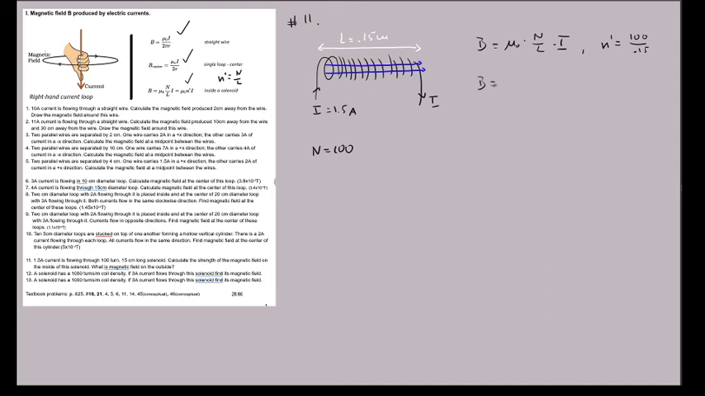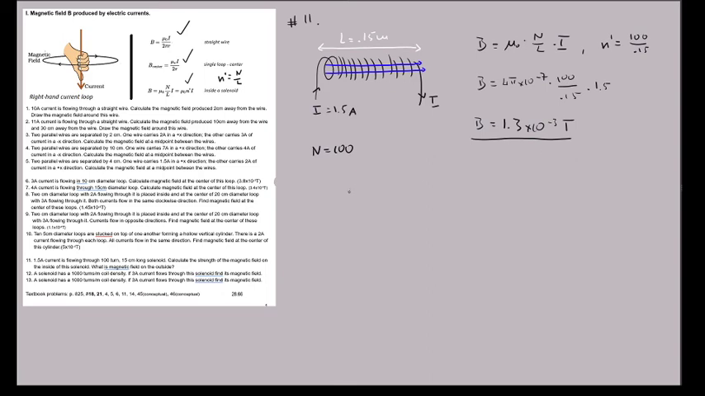Okay, so that was a hint for numbers 12 and 13. Now, let's plug in the numbers here. Mu naught, that's 4 pi times 10 to the minus 7th, times the number of loops, which in this case is 100, divided by the length, which is 0.15, and then times the current, which is 1.5. All right, and so we get something out of it. Whatever we get is whatever we get. Well, let's calculate this. So we get 1.3 times 10 to the minus 3rd Teslas. That's the magnetic field on the inside of the solenoid.